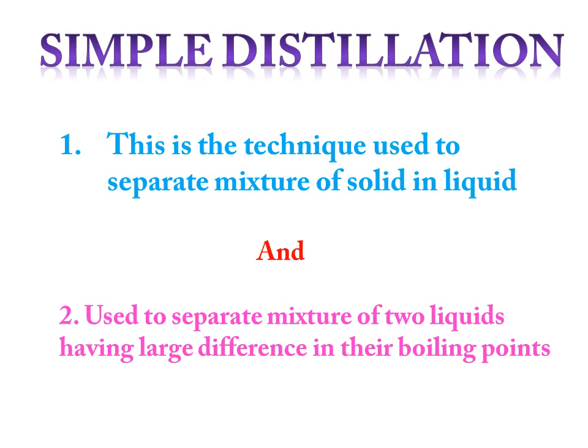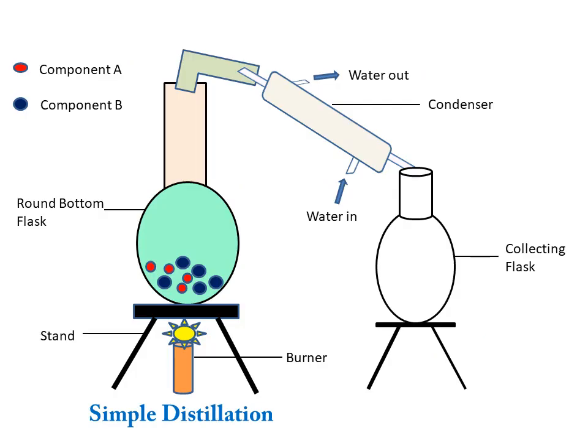Now we'll understand how a mixture of two miscible liquids, or a solid in a liquid, can be separated by using this simple distillation technique. This is a diagram showing the simple distillation setup, in which the two components which are mixed together and to be separated are placed in the round bottom flask.